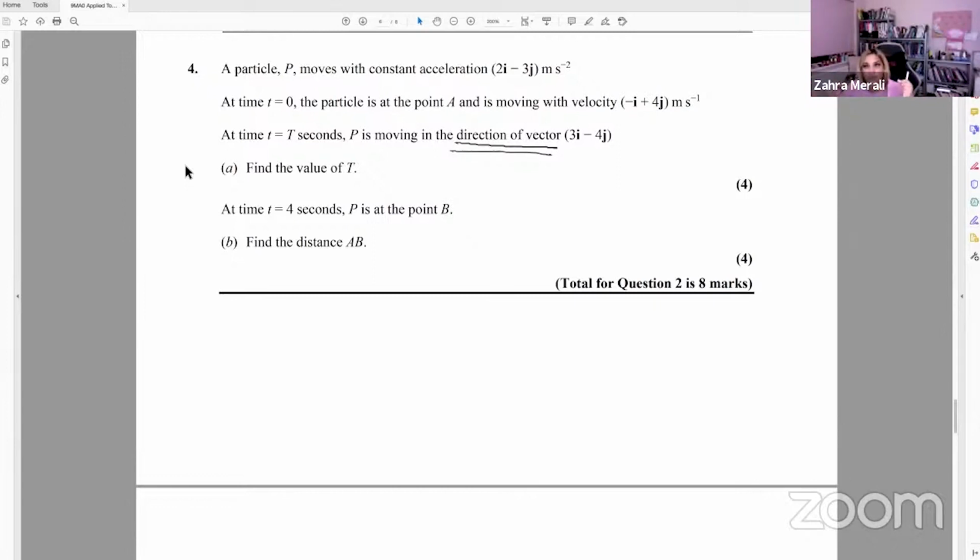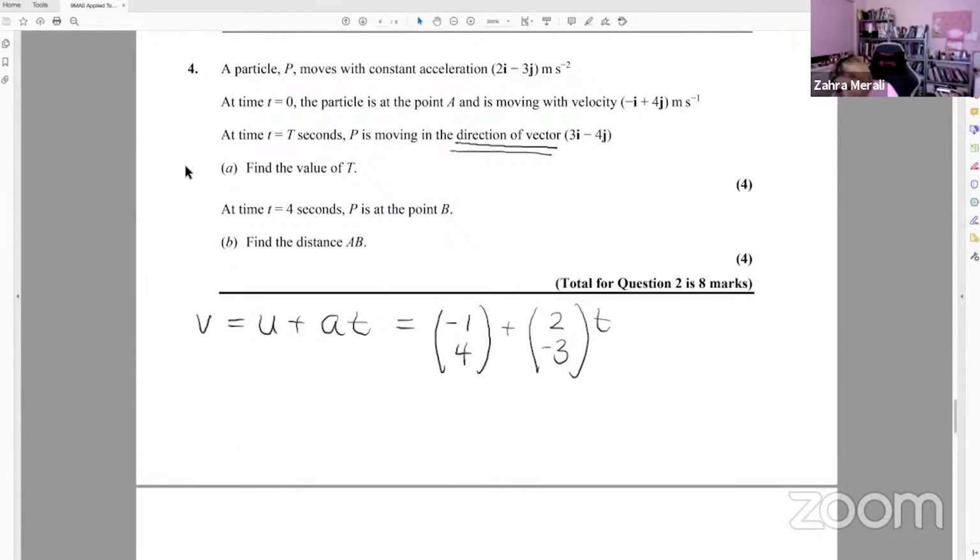So first of all, we're going to find an expression for v. So v equals u plus at. And you see how all of these start to look the same after a while. So we've got minus i plus 4j, plus a, which is 2i minus 3j, times t. And we know that all of that equals some lambda times 3i minus 4j, because that v is in the direction 3i minus 4j, so it's some factor of it. So we get minus 1 plus 2t equals 3 lambda, and 4 minus 3t equals minus 4 lambda.